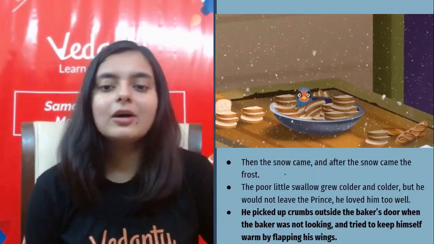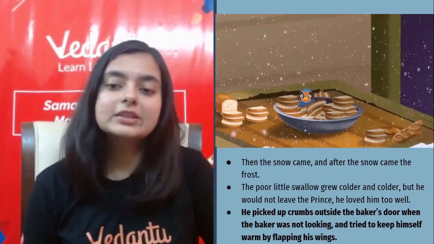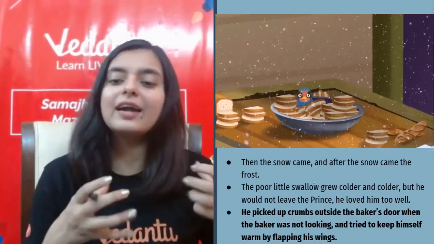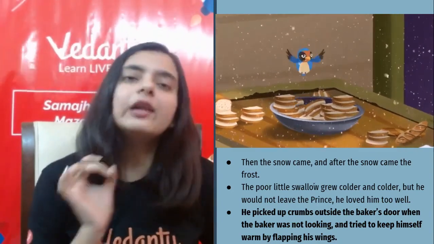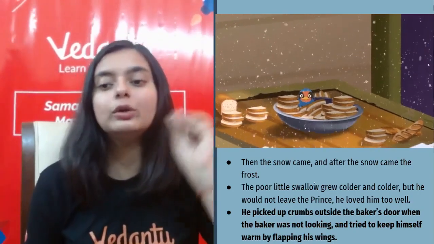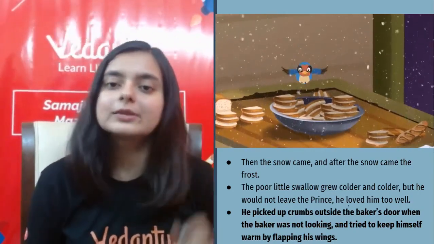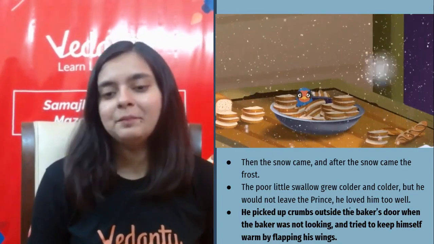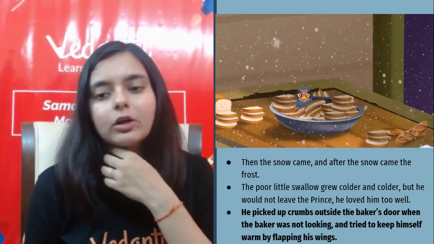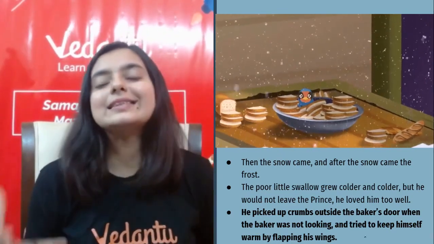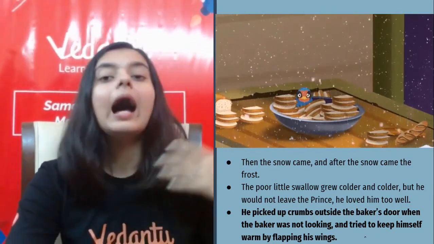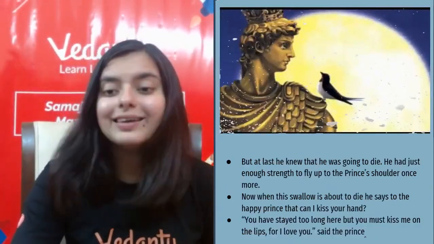Then it was the time when snow came, and the poor little swallow was becoming colder and colder. But he still could not fly to Egypt and leave the prince, because now he had started to love the prince, and the prince loved him too. So he picked up crumbs outside the baker's door when the baker was not looking, and that is how he tried to survive, also flapping his wings to keep himself warm. But how long? This could not last long.